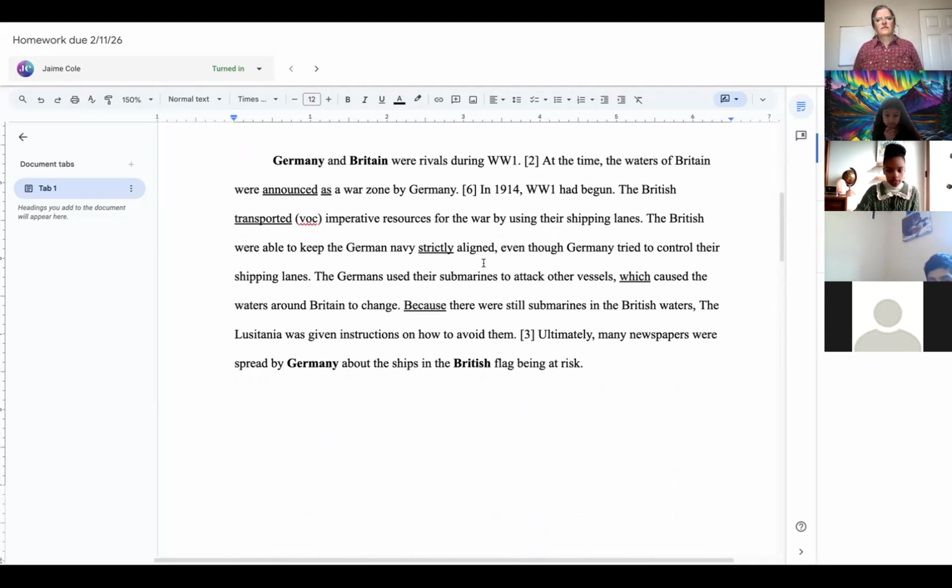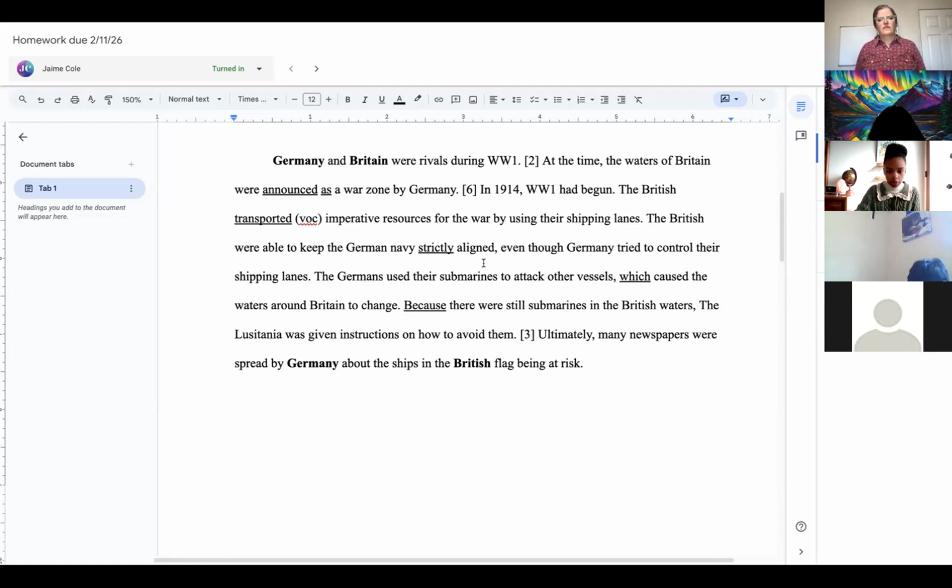Germany and Britain were rivals during World War One. At the time, the waters of Britain were announced as a war zone by Germany. In 1914, World War One had begun. The British transported imperative resources for the war by using their shipping lanes. The British were able to keep the German Navy strictly aligned, even though Germany tried to control their shipping lanes.